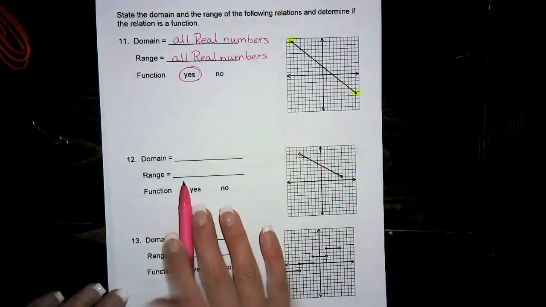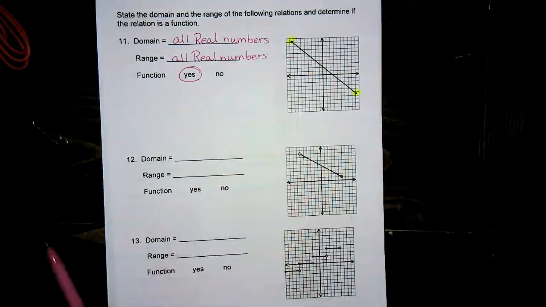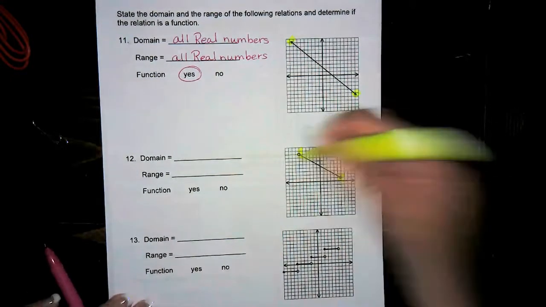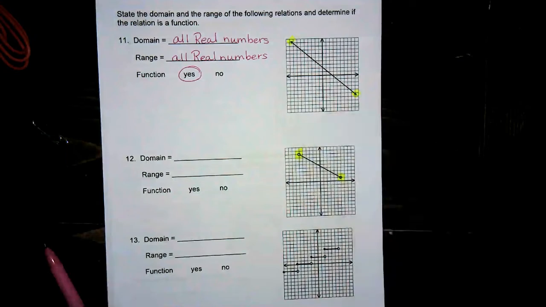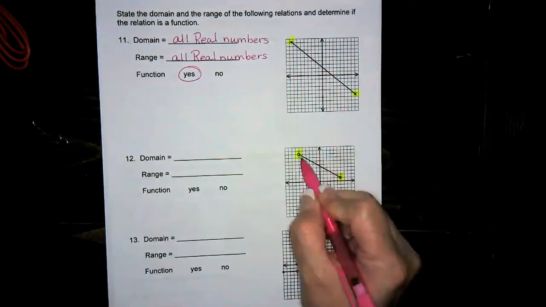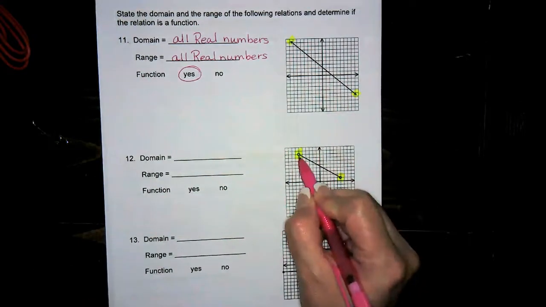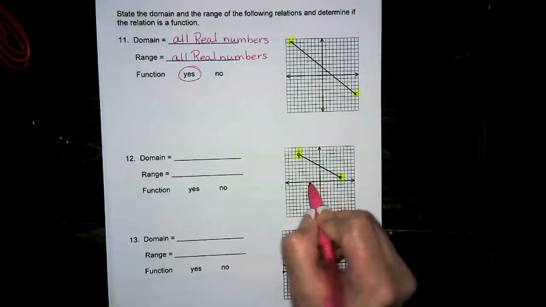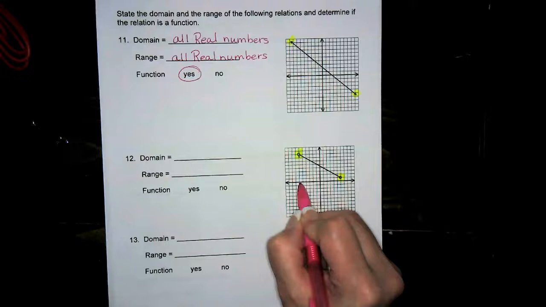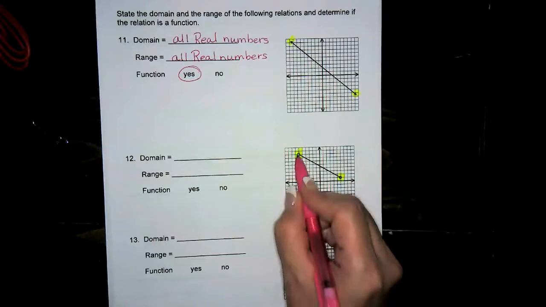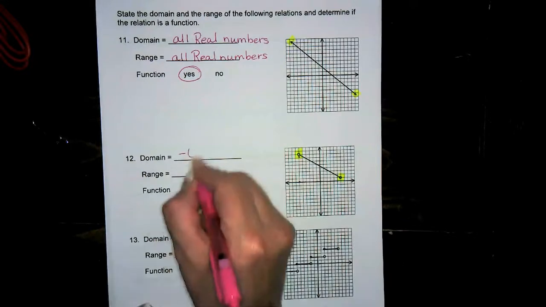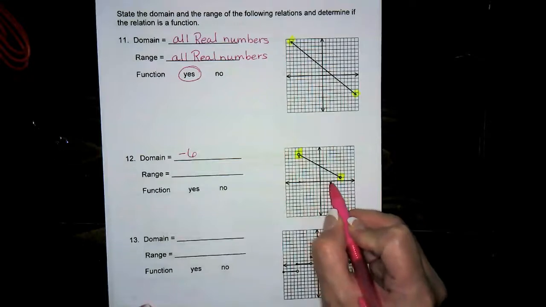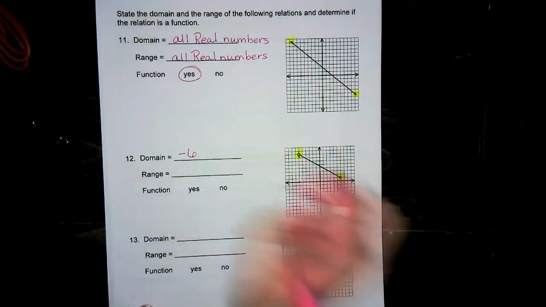Let's look at number 12 then. My domain, be real careful on this one. I want you to notice that one of those is a closed circle and one of these is an open circle. So let's talk domain. So what is the x value at this point? Notice I'm starting at the one on the left. So it's -1, -2, -3, -4, -5, -6. So this x value is -6. And this x value here would be 1, 2, 3, 4, 5, 6.